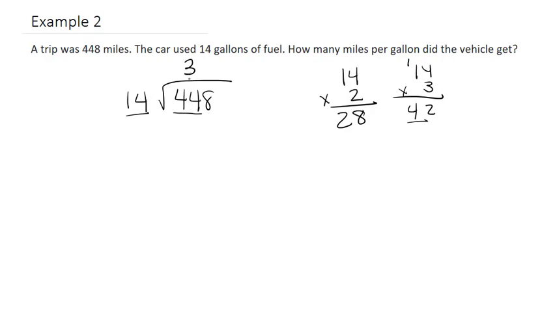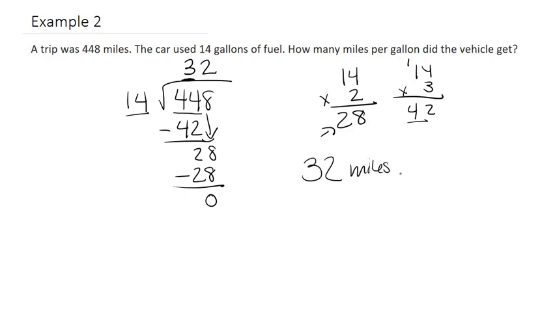So 14 times this 3 is 42. And then we're going to subtract. 4 minus 2 is 2, and 4 minus 4 is 0. So we have this 2. The next step will be to bring down that 8. So now we have 28. Which we can see right here, 14 can go into 28 2 times. So now we have 14 times 2, which is 28. So that's how we get this number here. And then we subtract, and we get a 0 right there. So now we know that the vehicle got 32 miles per gallon.